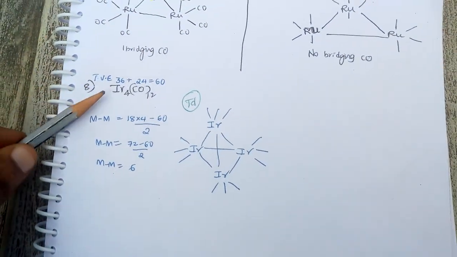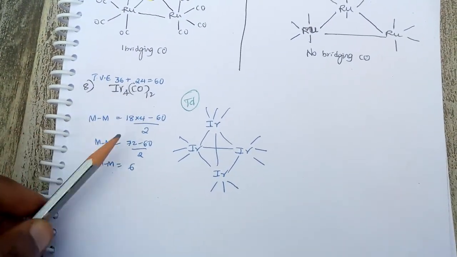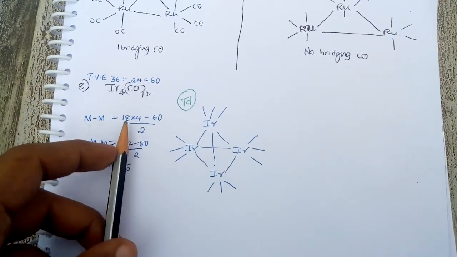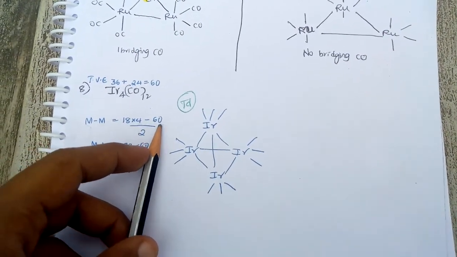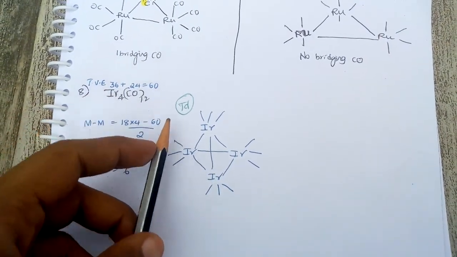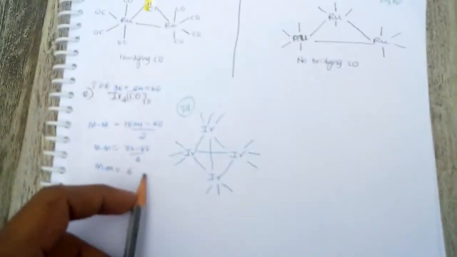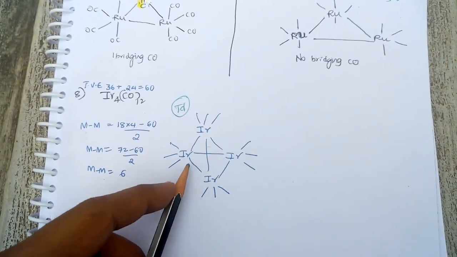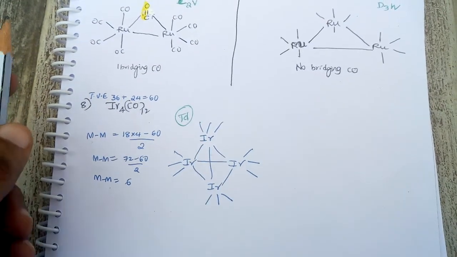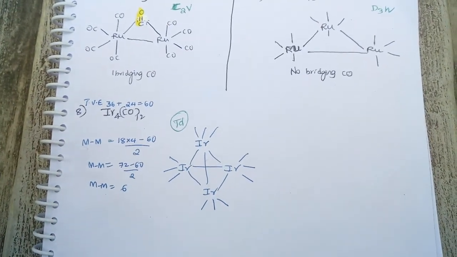For Ir4(CO)12, the metal-to-metal bond is calculated. 18 into N, that is 4 metals, minus 60, since the total valence electrons are 60, so we get metal-to-metal bonds: 1, 2, 3, 4, 5 and 6, so we get 6 metal-to-metal bonds.